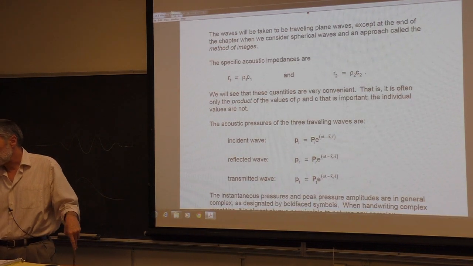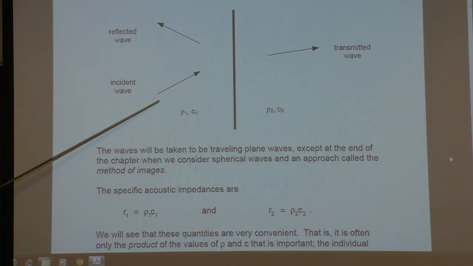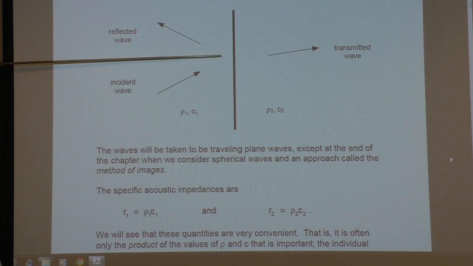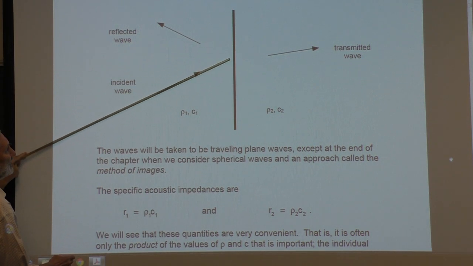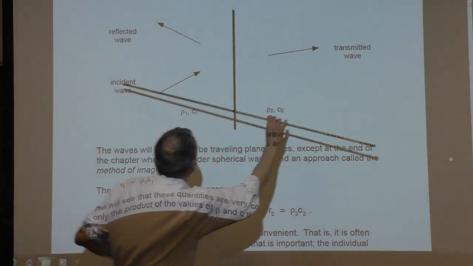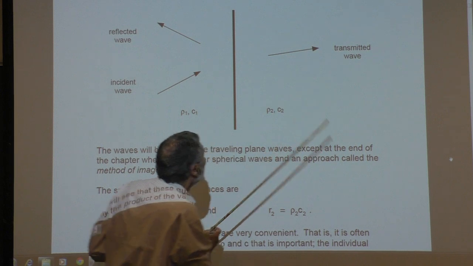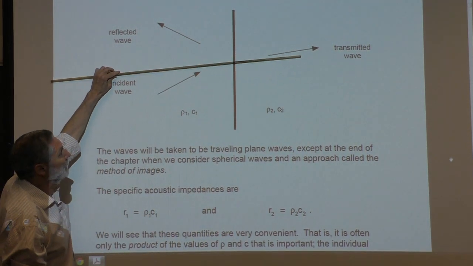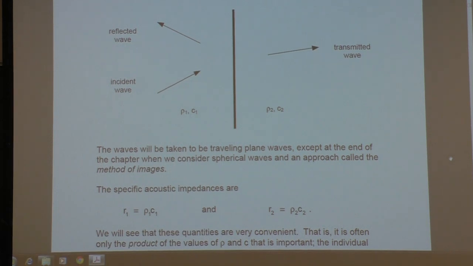So moving along with the general problem here, we have a wave coming in at some angle. The angle of incidence is the angle from the normal, so it's this angle right here. That's the angle of incidence. This is the angle of reflection, the angle from here to here. And in general, the angle of the transmitted wave is different, as we will see.